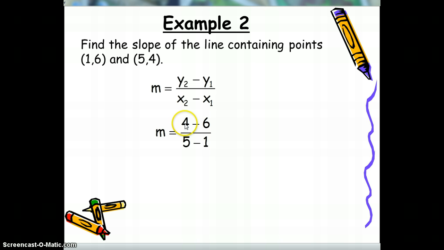So y2 is 4 minus y1 is 6, and then x2 is 5 minus 1, which is x1. And then you just work it out. 4 minus 6 is negative 2, and 5 minus 1 is 4. And again, just like before, if you can reduce, you must reduce. So negative 2 over 4 becomes negative 1 over 2, or negative 1/2. And that's our slope.